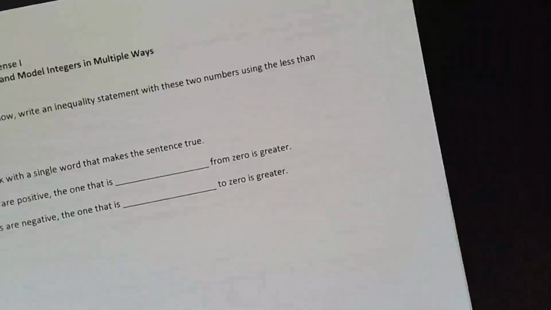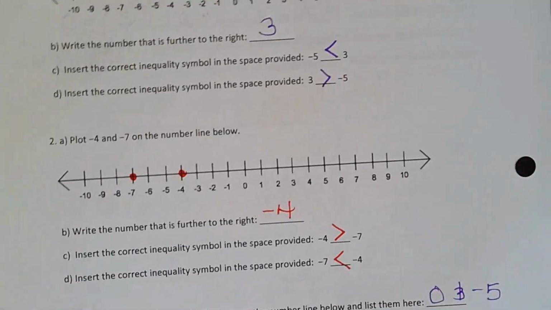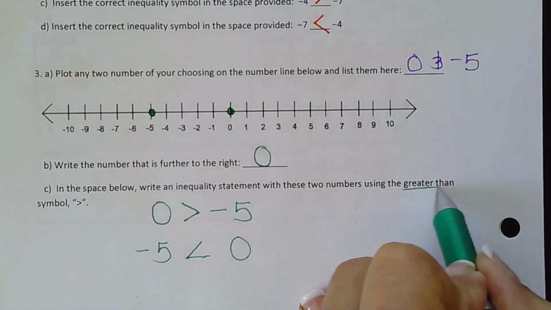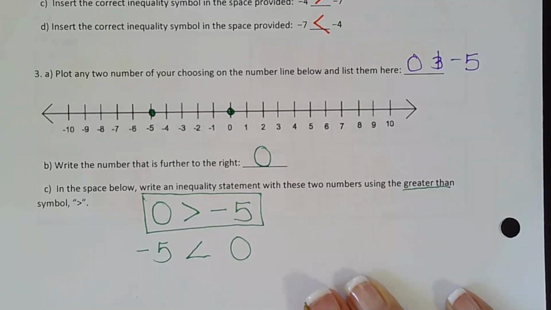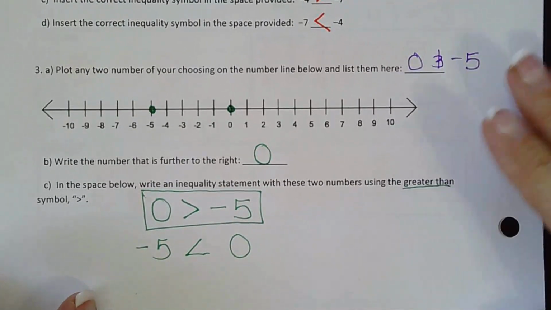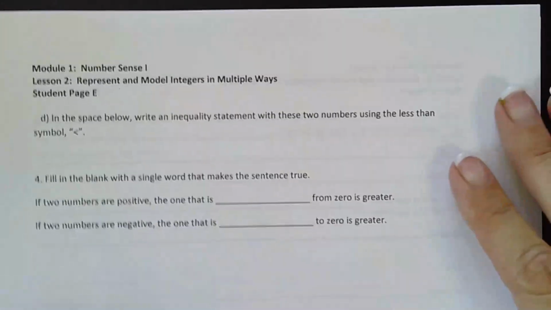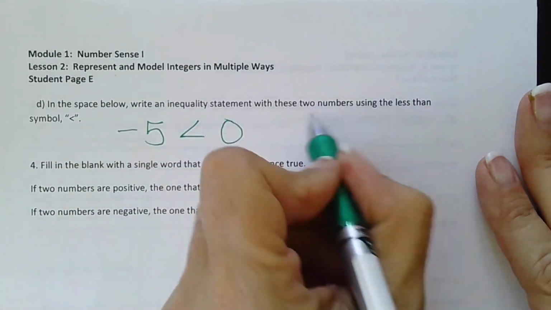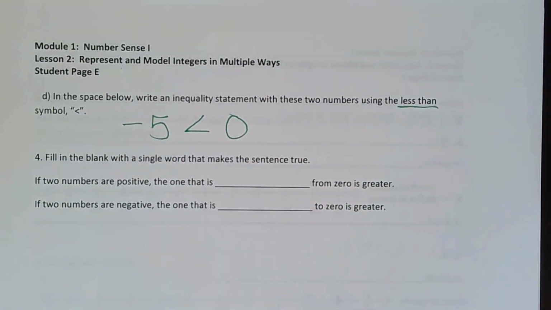Oh, didn't I already do that? What did this ask me to do? Oh, okay. They only wanted 1 for each. Using the greater than symbol, so I should have only put this one here. And then they wanted the less than symbol on the next one. So -5 is less than 0 goes on the next page. I should have read my directions a little more carefully. So now write it using the less than symbol. -5 is less than 0 because 0 is on the right.